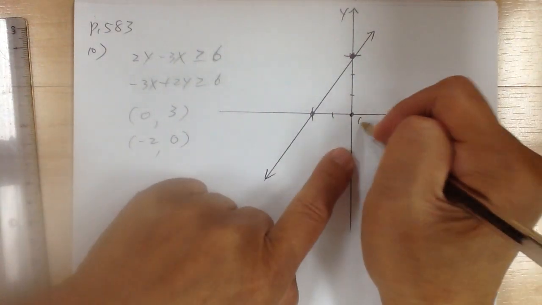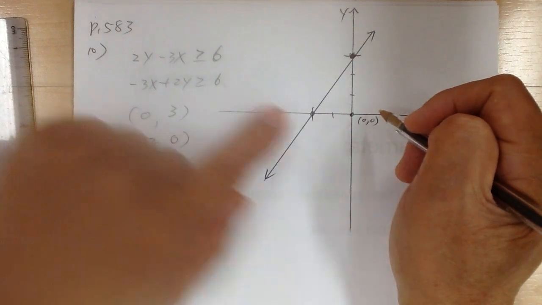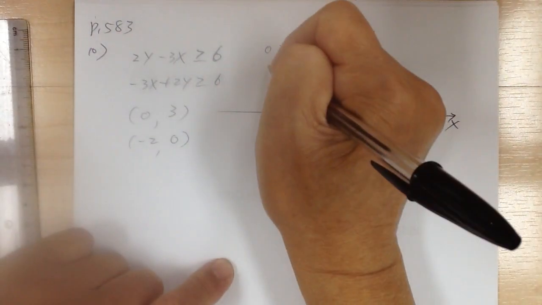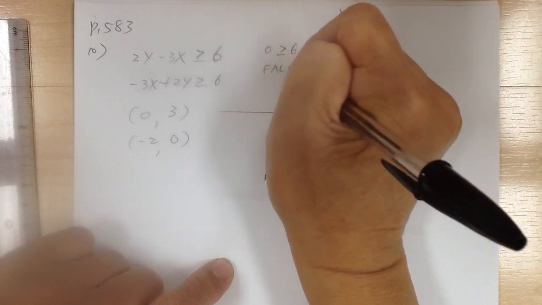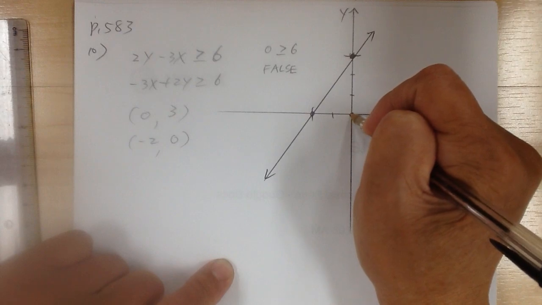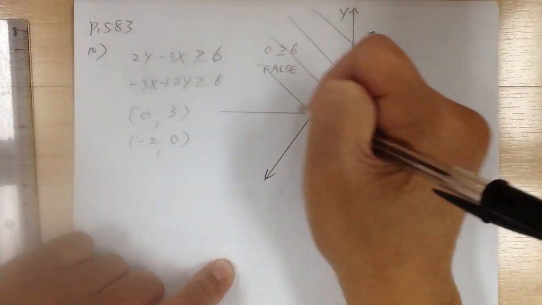Okay, so use the 0, 0 as my testing point. So put 0, 0 in here. I get 0 is greater than or equal to 6. And this is false. So that means this point is no good. This is false. That means this side is good. So change this half.